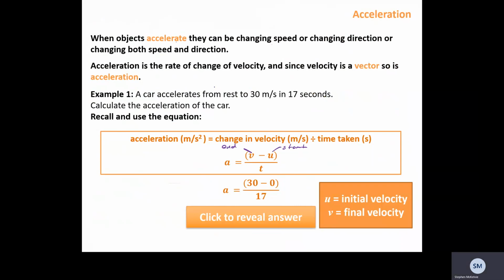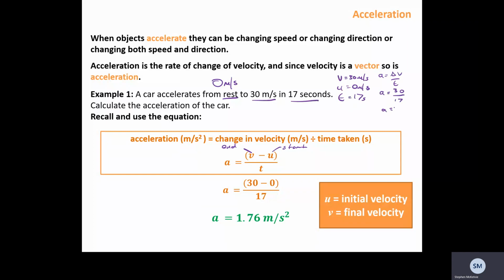Here's an example. A car accelerates from rest, and this is important because when you see rest, you've got to think 0 meters per second, to 30 meters per second, in 17 seconds. So the end velocity in this particular instance was 30 meters per second. Start velocity was 0 meters per second. The time taken was 17 seconds. My equation, a is equal to delta v divided by t, v minus u. 30 take away 0 is 30, divided by time, gives me my answer, 1.76 meters per second squared.